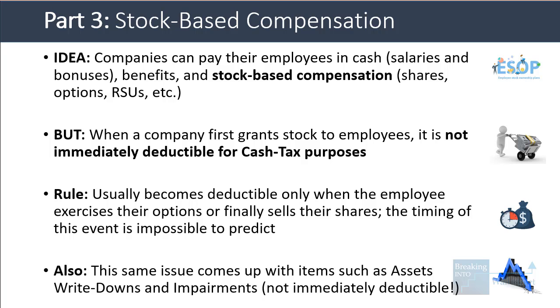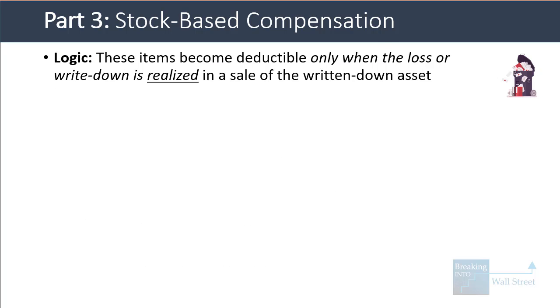The same issue also comes up with items like asset write-downs and impairments as well. With these types of items, asset impairments and write-downs, they also become deductible only when the loss or write-down is realized via a sale of the written down asset. So if a company says that an asset is worth $100 less and records a write-down, that's all well and good, but they can't actually get a tax benefit from it until they sell the asset at that lower value, proving that it is, in fact, lower.